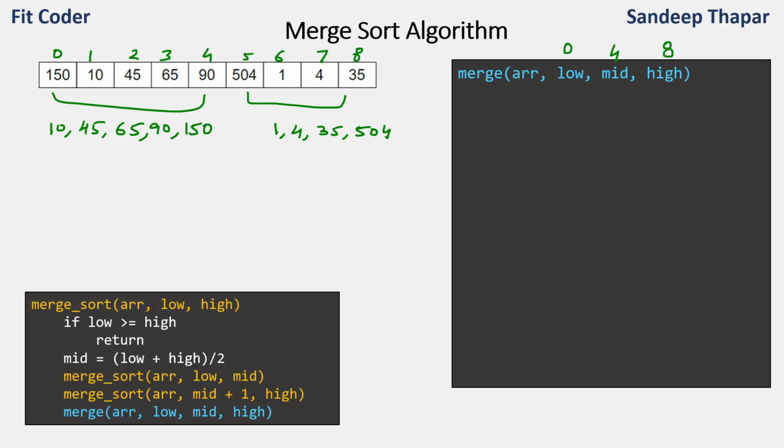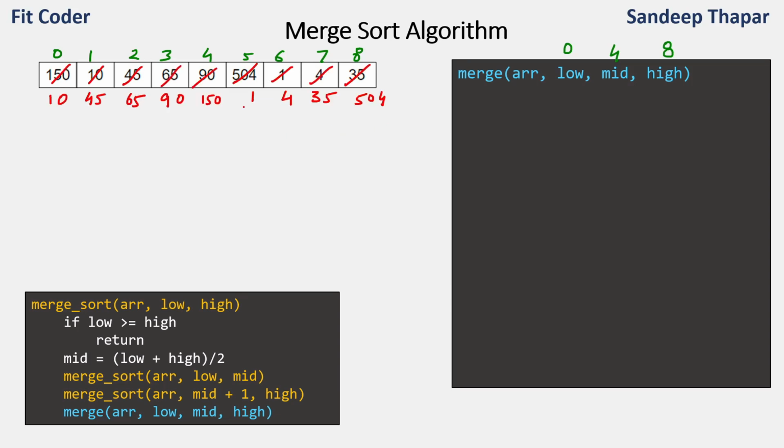So basically if we write it down, in place of 150 we have 10. This is the right half and this is the left half. This is low, 4 is mid and 8 is high. This is the array that we have obtained after we have sorted the left half and the right half individually. Now this merge function will combine these left and right sorted halves into the complete array.